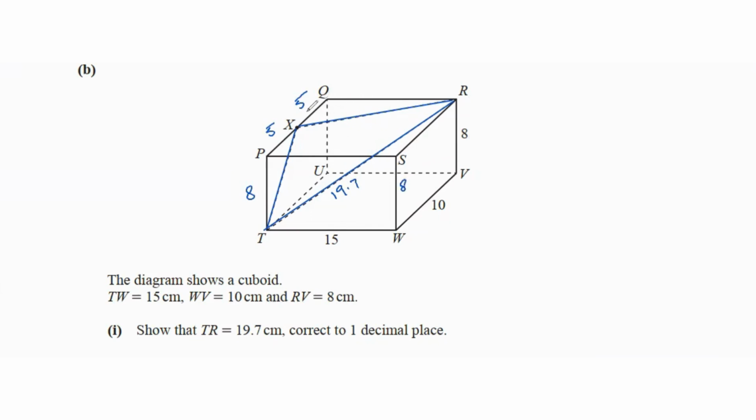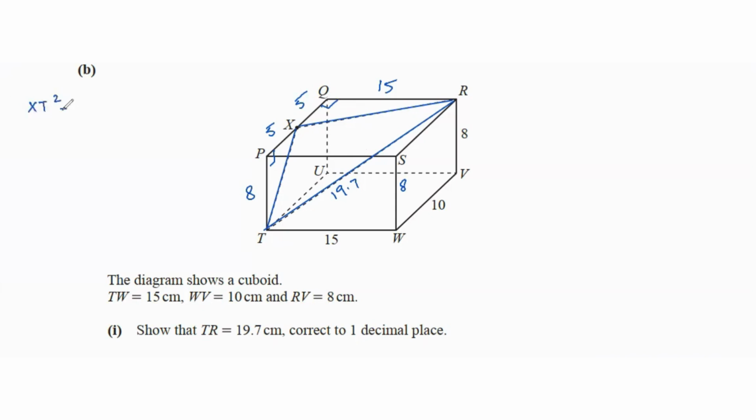QU is also going to be 8. And over here, if WT is 15, that means PS is also 15 and QR is also 15. So if we look over here, we have two right angle triangles again, and we're going to use those to find XT and XR. So let's start with XT first.